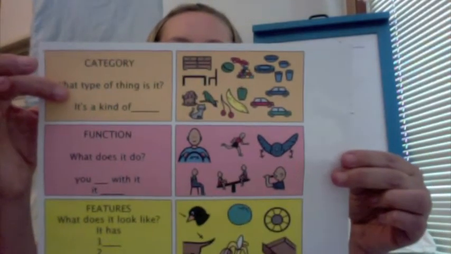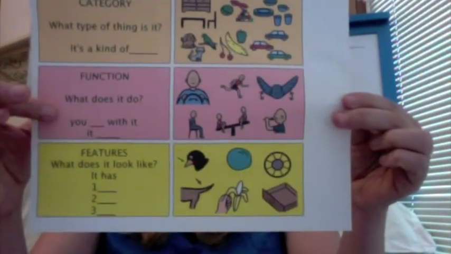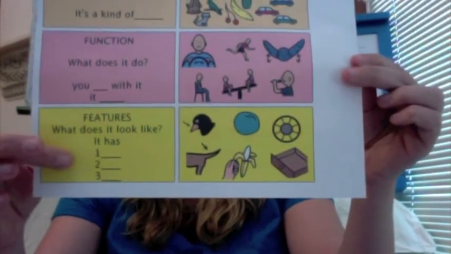A guitar is a kind of musical instrument that you play to make music. It has strings. Tell me about a guitar. It's a kind of musical instrument you play to make music, and it has strings.